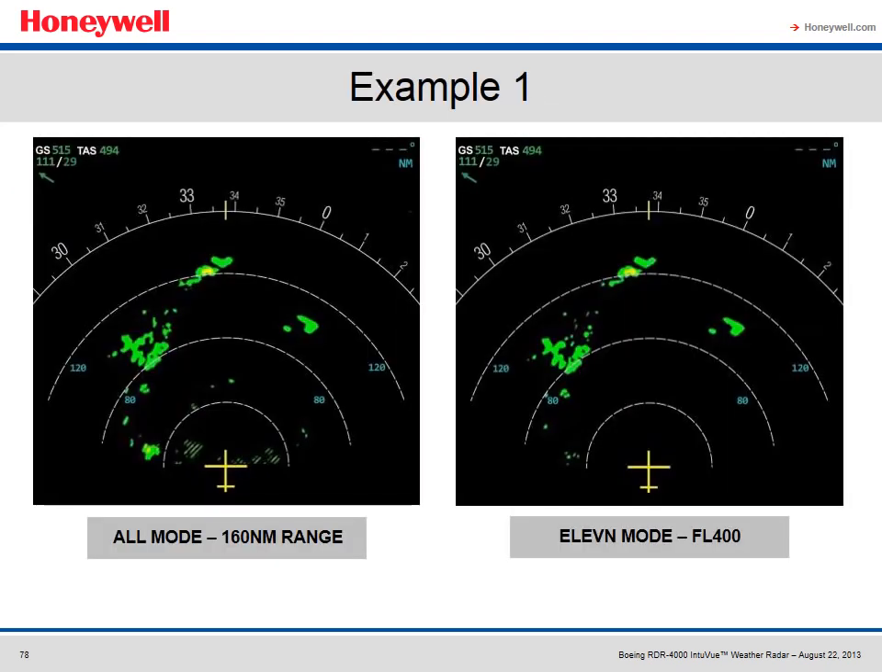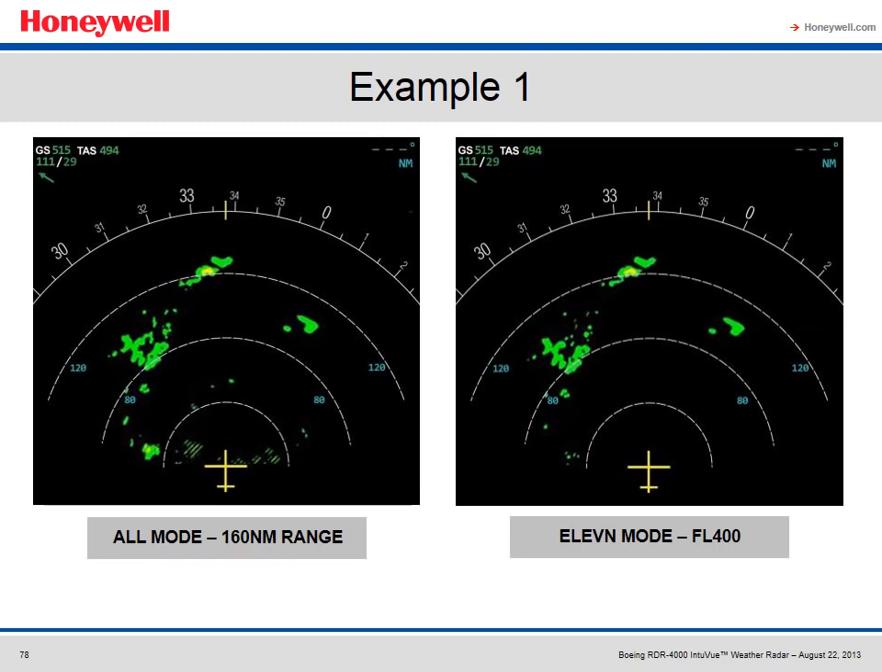In this example, the Honeywell 757 is level at flight level 400 over Louisiana. There are some cells with low tops and low reflectivity near the aircraft which are non-threatening. 120 nautical miles ahead, there is some yellow reflectivity that warrants attention. The auto mode display is on the left, and on the right side, a constant altitude slice is being displayed at the aircraft's flight level.